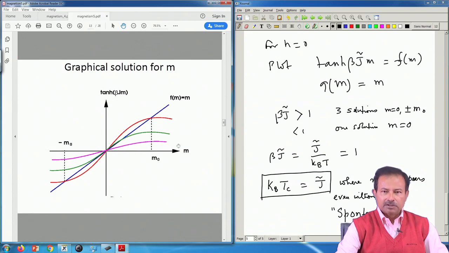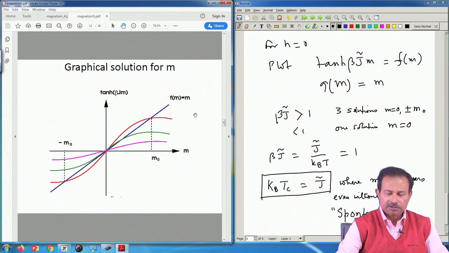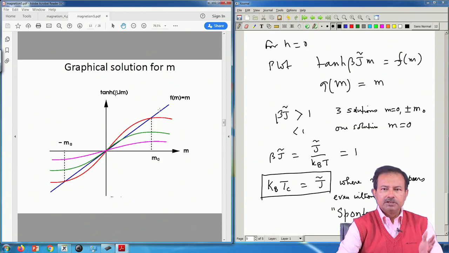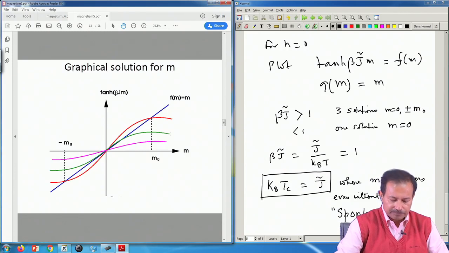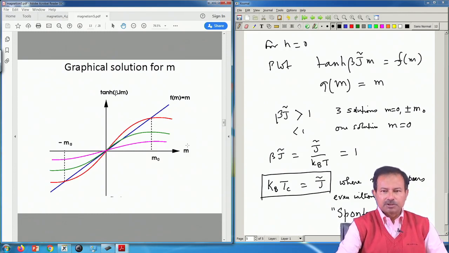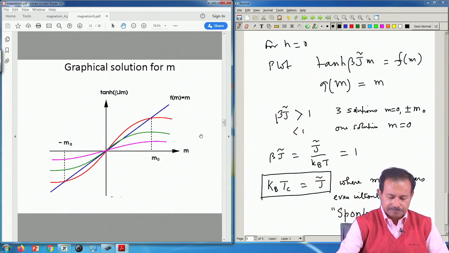If you are below it, then you start picking up solutions, and as you come down in temperature, the intercept happens at a larger and larger distance, and at very low temperature, as you can see, this intercept will not change much because tanh will saturate. So then you are basically at a fully saturated ferromagnetic state where all spins are completely up. At 0 temperature, of course, every spin will give you plus 1, so the total moment will be just N, all spins up.